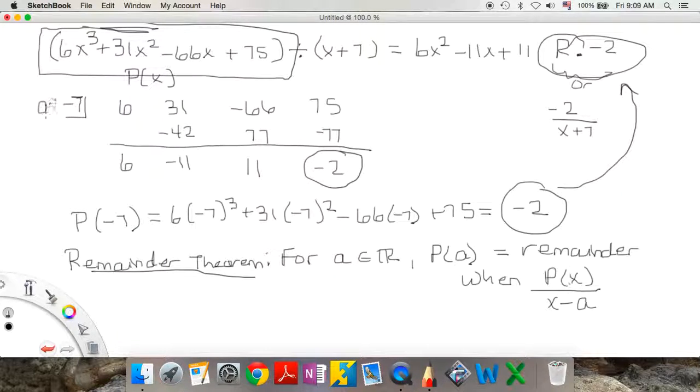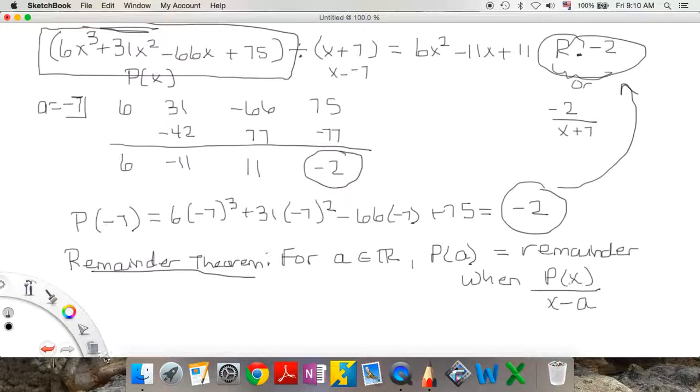If a is negative 7, we have x minus negative 7. We're dividing here. So if you just need to know what the remainder is, which you do sometimes, you need to know if it's 0 so that you know if that's a factor. You can actually use this remainder theorem. You can calculate what the remainder would be without actually dividing it out by just evaluating it at a. All right.